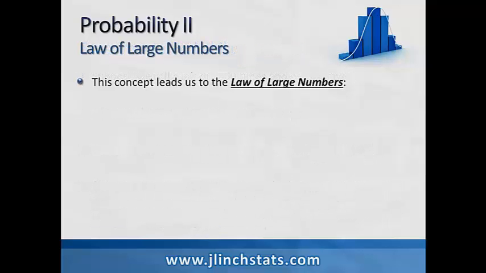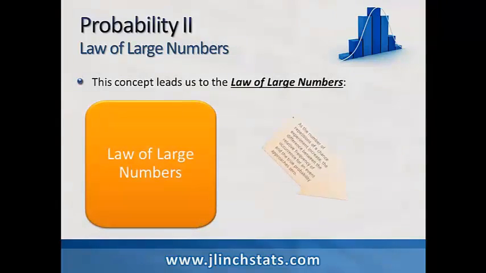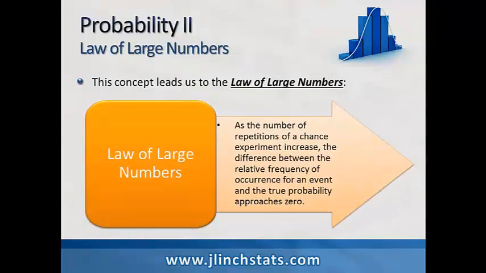This concept leads us to the law of large numbers. Now, the law of large numbers is a very important concept in probability. The law of large numbers tells us that as the number of repetitions of a chance experiment increases, the difference between the relative frequency of occurrence for an event and the true probability approaches 0.